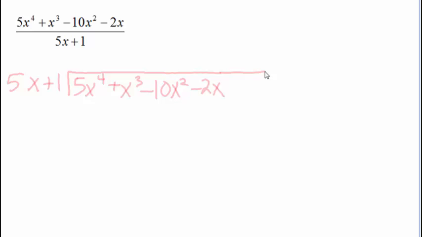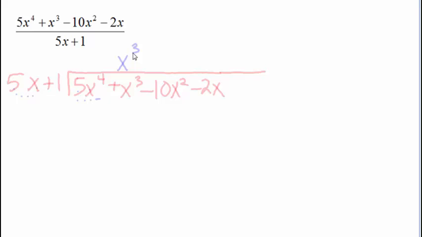And to get started, you always want to ask yourself, what would I have to multiply this first term by to make this first term? Well, the 5, you don't have to really multiply anything by other than by 1. But to get from x to the fourth, we need to multiply by x cubed. So x cubed will be the first term in your answer.